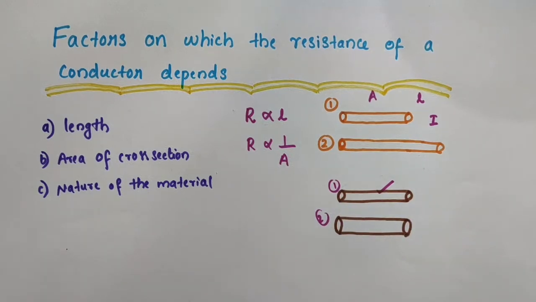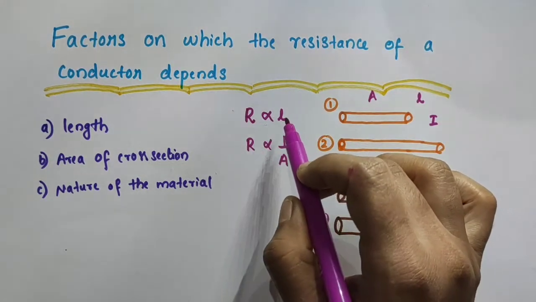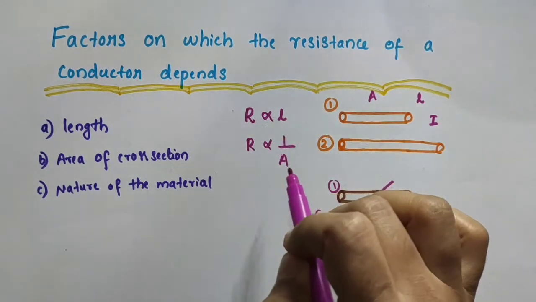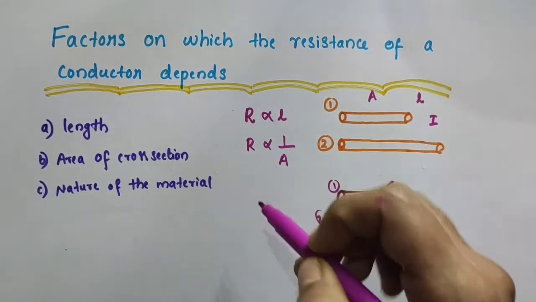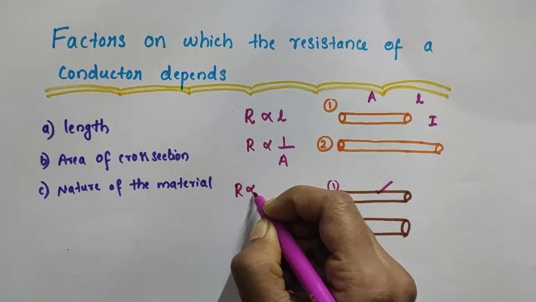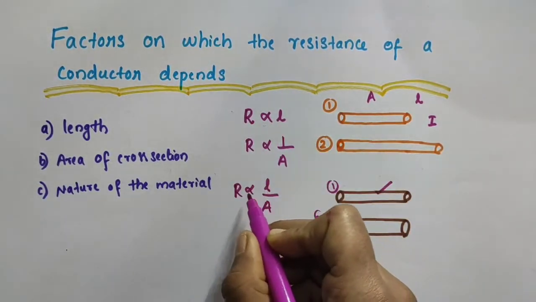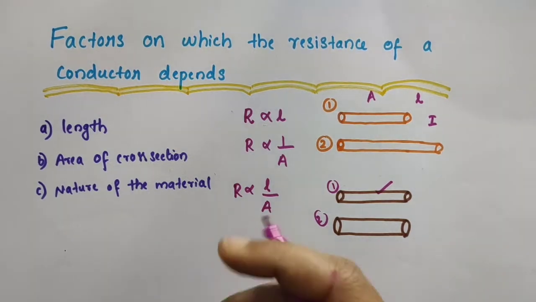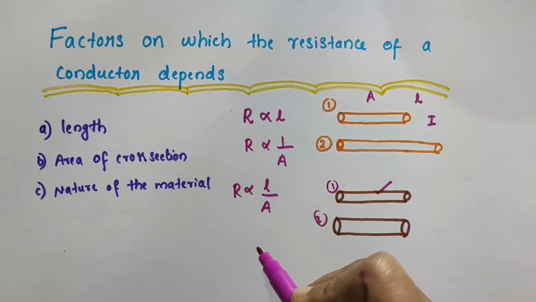Alright, now you see here we have these two expressions. The resistance of a conductor is directly proportional to the length of the conductor and inversely proportional to the area of cross-section. So by combining these two expressions, we can write R is proportional to L and R is proportional to 1 by A. These two can be combined to write one relation like this. Now R is proportional to L divided by A.